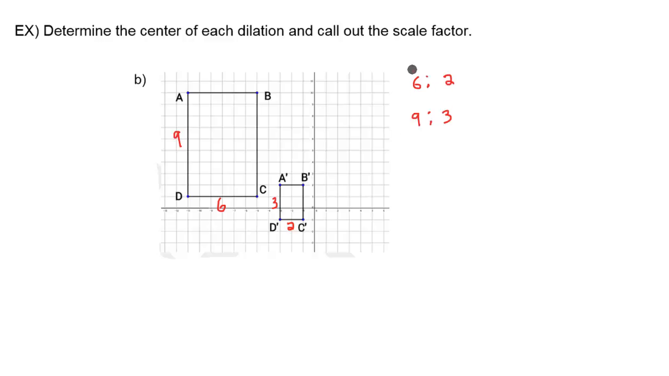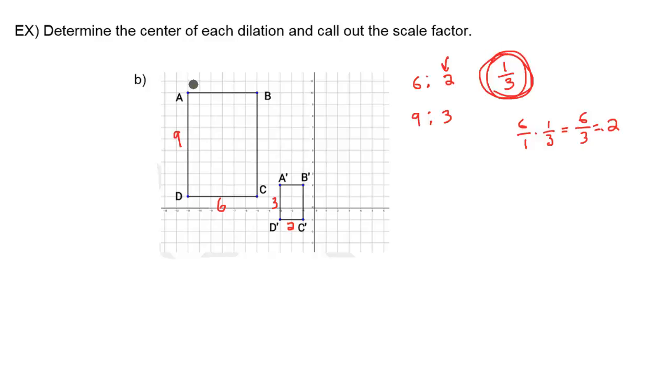So what did we have to do to 6 and 9 to get to 2 and 3? What do we have to multiply by? It looks like we divided by 3, so it's the same thing as multiplying by 1/3, right? 6 over 1 times 1/3 is 6 over 3, which is just 2, which is what we had there. So yeah, our scale factor is going to be 1/3.